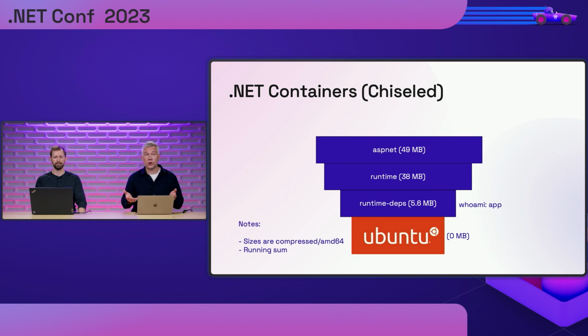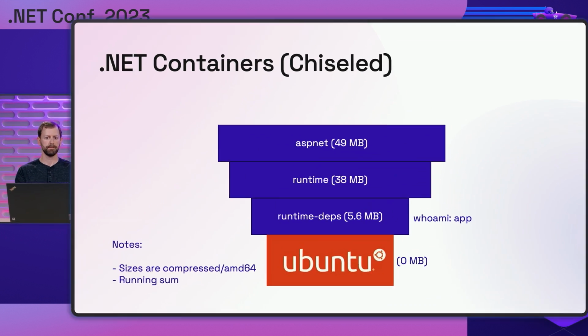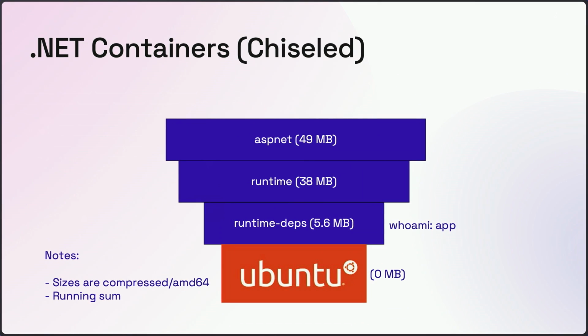We've been talking about this chiseled offering that we've developed with our friends at Canonical. This is quite different. Here we've stripped the Linux image to be as small as possible. In fact, there is no Ubuntu layer anymore. We basically have a small set of Linux components. That's what's in the runtime deps layer or image.